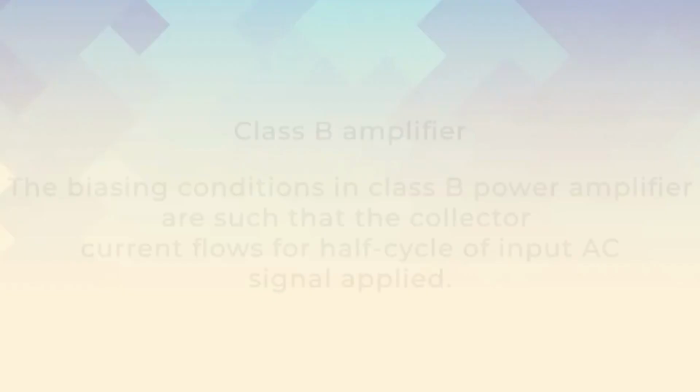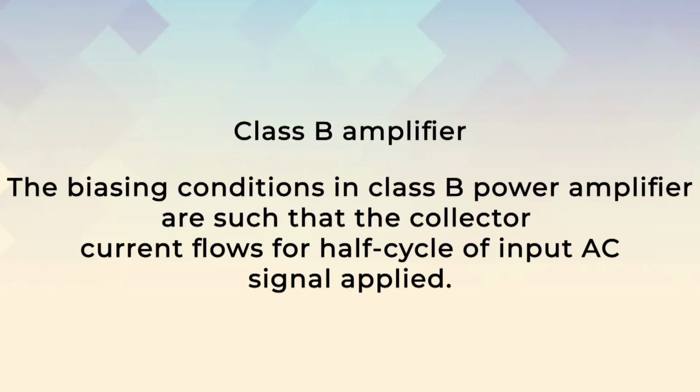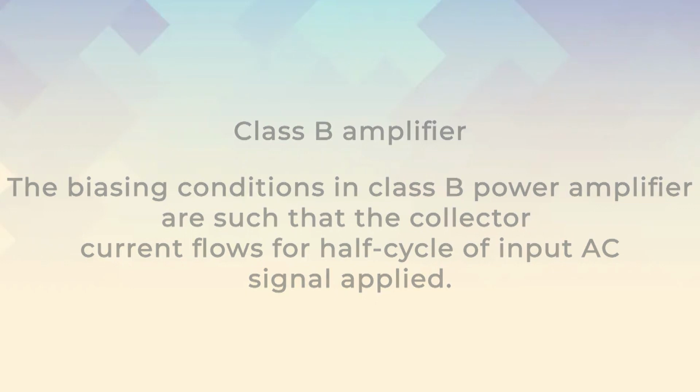The quiescent point is set or biased near the middle of the load line, so that at least half of the output signal swing may vary up and down without going to saturation or cutoff level. Its power efficiency is about 25% to 50%. Second one is class B amplifier. The biasing conditions in a class B power amplifier are such that the collector current flows for half cycle of the input AC signal applied.